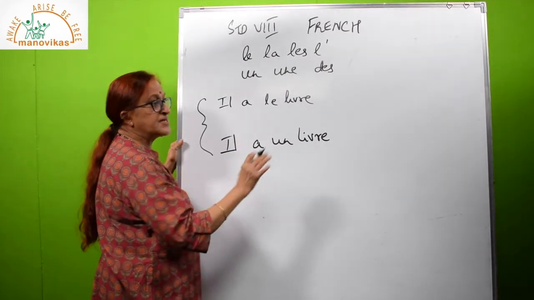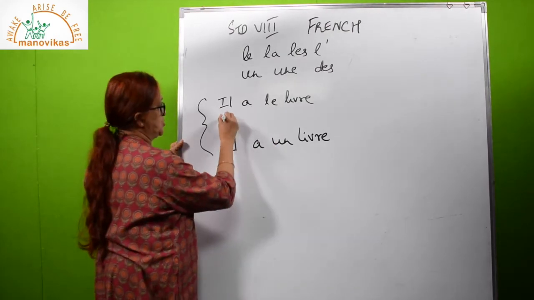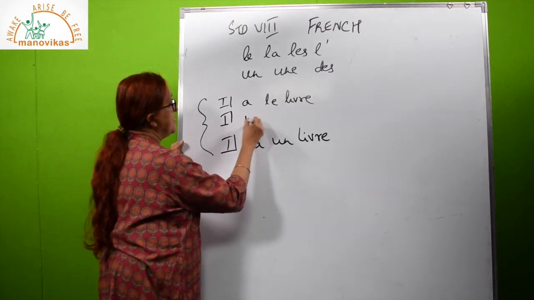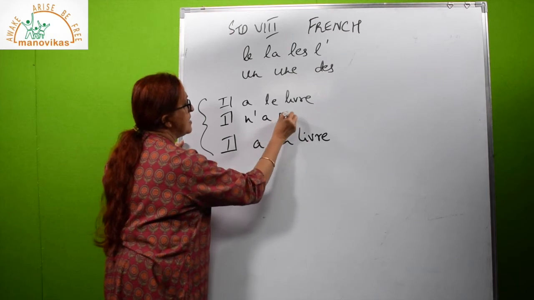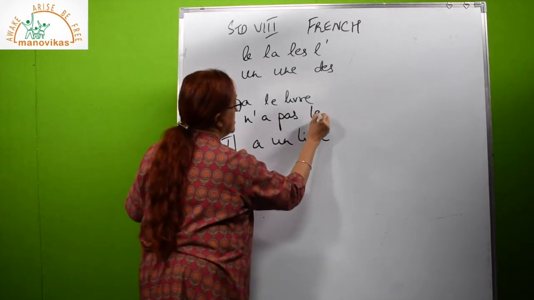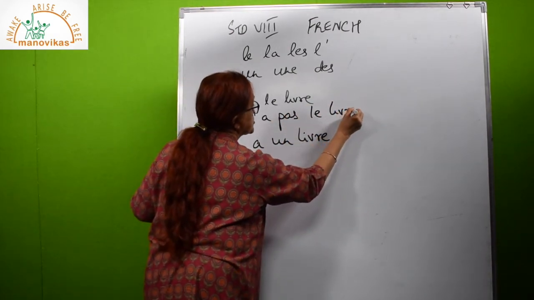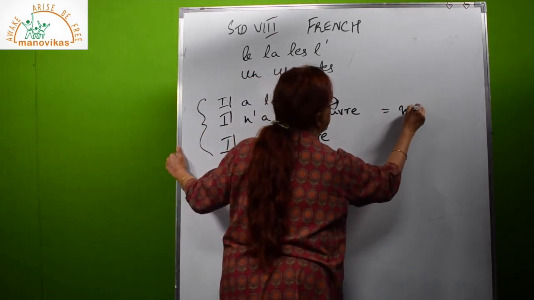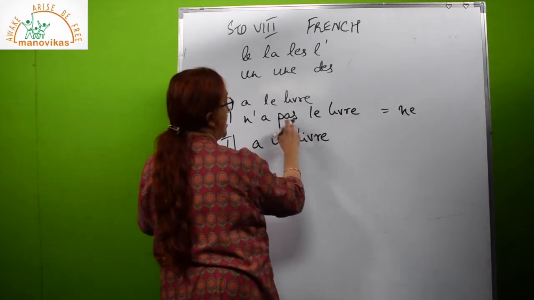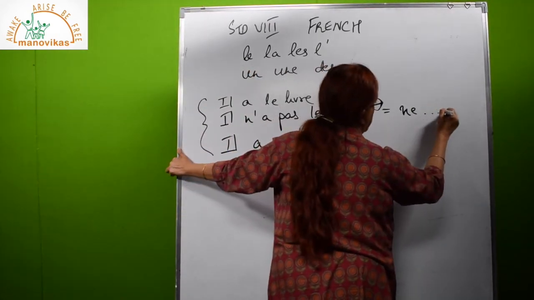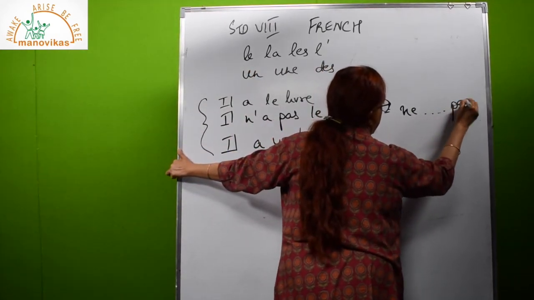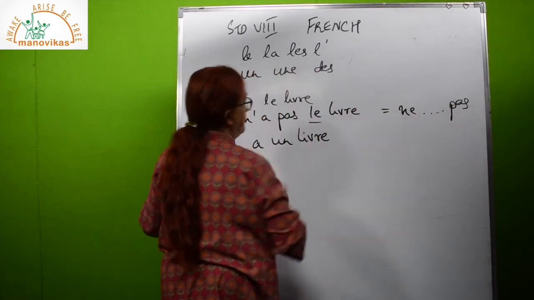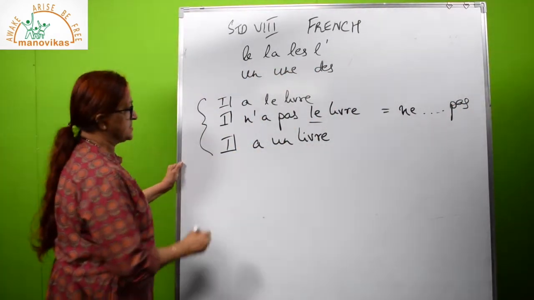Now suppose I want to say he doesn't have the book. So how will I say? Il n'a pas le livre. This was taught to you. The verb, what? I have added a ne before the verb and pas after the verb. But le remains le.